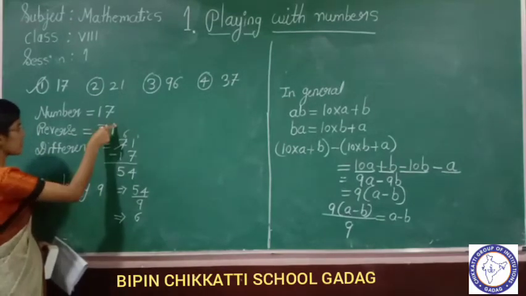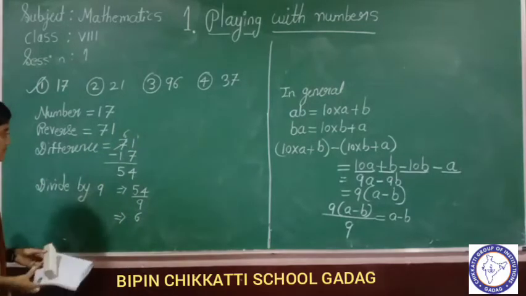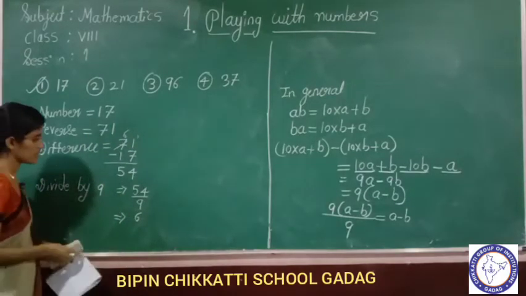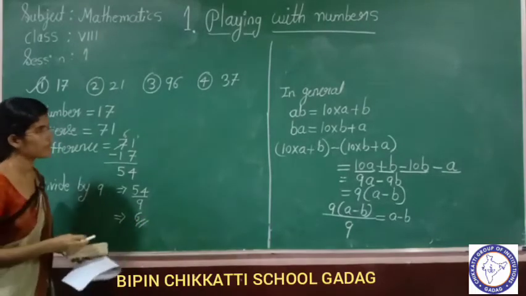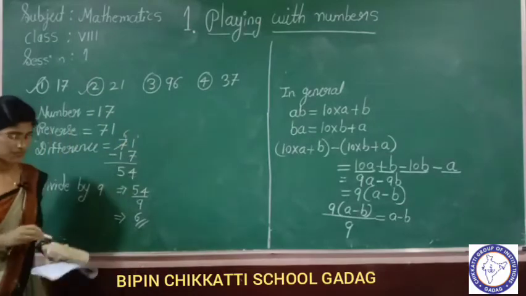Again, student, don't get confused here. Which is the bigger number? Take that bigger number and subtract the smaller number. Okay? You do the second, third, fourth as homework.